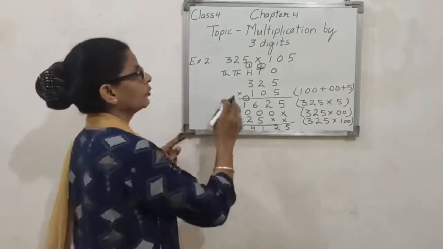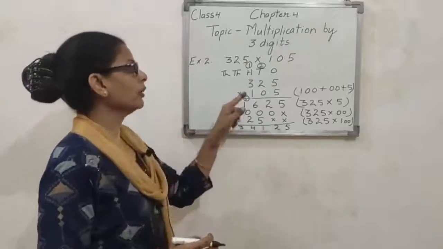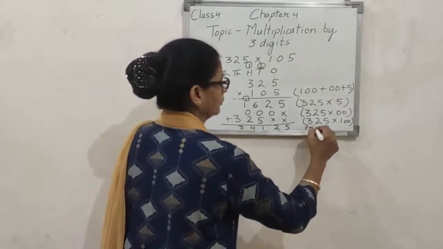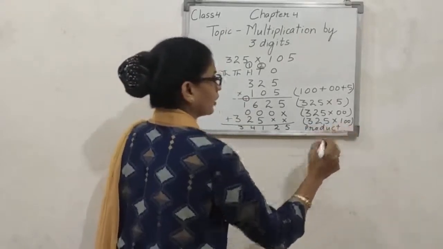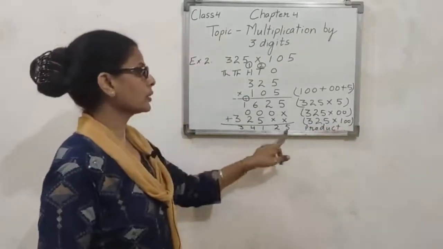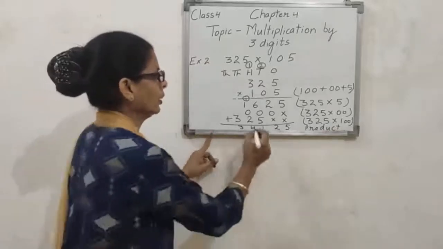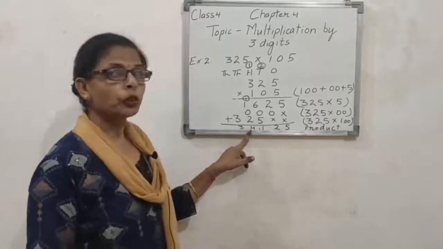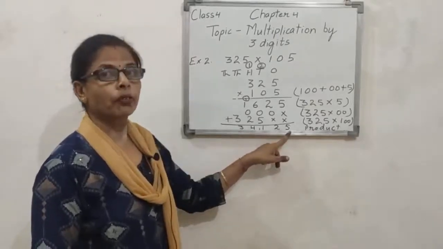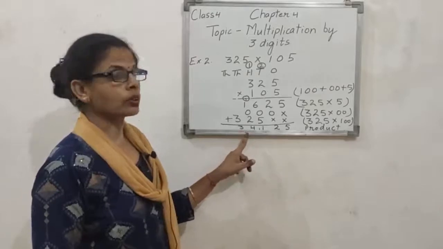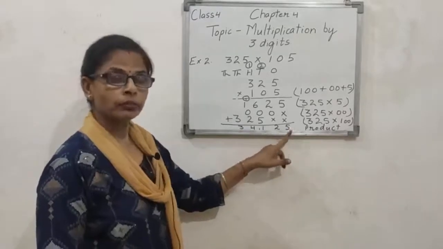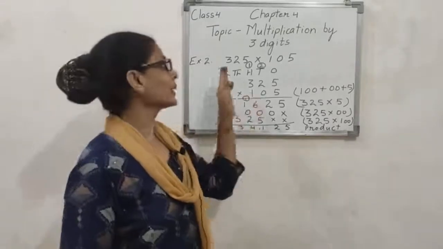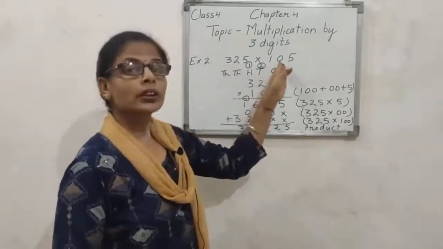Right? So when we multiply 325 by 105, we get this product. Now put the commas according to the places: ones, tens, 100, comma, 1000 and 10,000. So the product is 34,125. What is the product? 34,125. Clear, students? Now we have multiplied a 3-digit number by 3 digits.